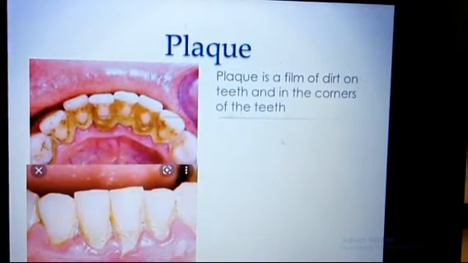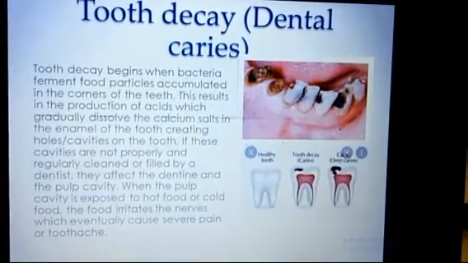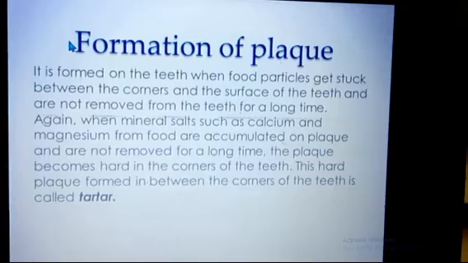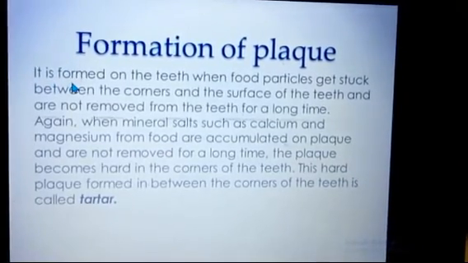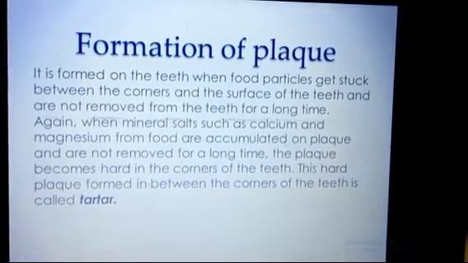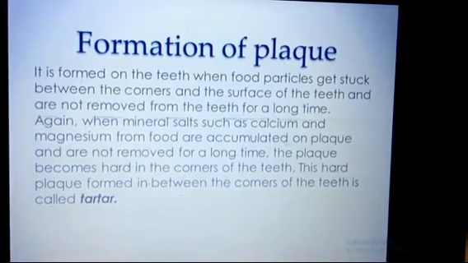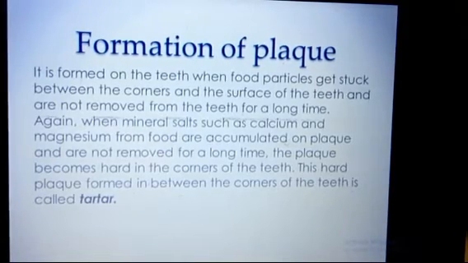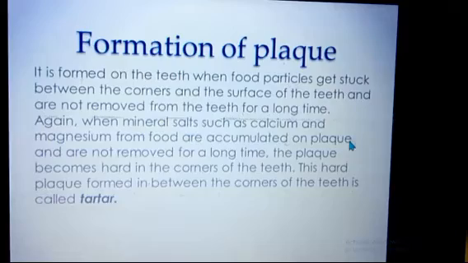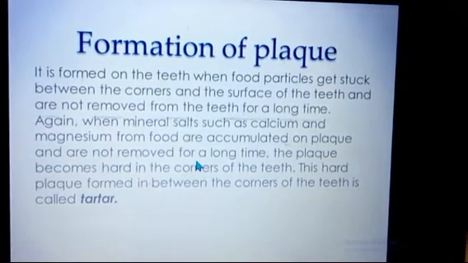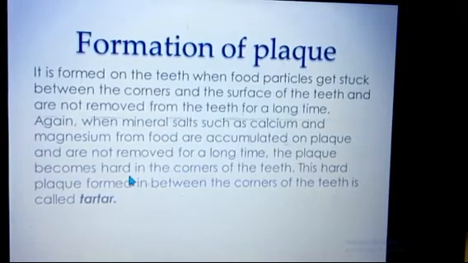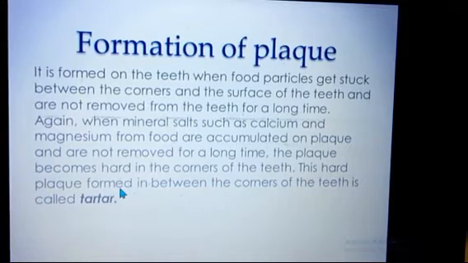Let's see how plaque formation comes about. Formation of plaque. Now, it is formed on the teeth when food particles get stuck between the corners and the surface of the teeth and are not removed from the teeth for a long time. Again, when mineral salts such as calcium and magnesium from food are accumulated on plaque and are not removed for a long time, the plaque becomes hard in the corners of the teeth. This hard plaque formed in between the corners of the teeth is called tartar.